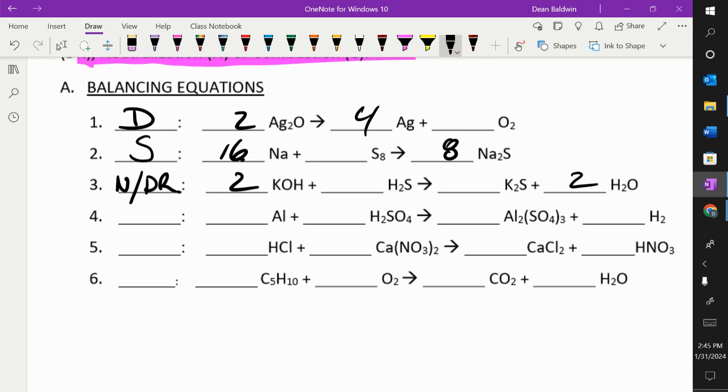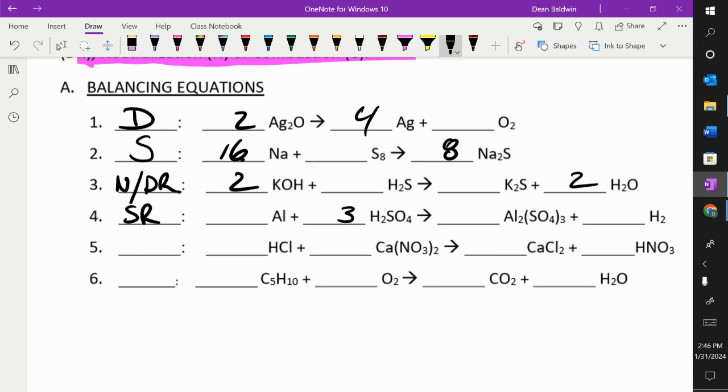All right. Next one. A single element plus something else gives a single element plus something else. What type of reaction is that? Single replacement. It's one thing replacing the other. SR. All right. We got to balance this, though. If you have polyatomics, SO4s, treat it as one thing. So I have 3 SO4s on the product side. I only have 1 on this side. So if I put a 3 there, I have 3 SO4s.